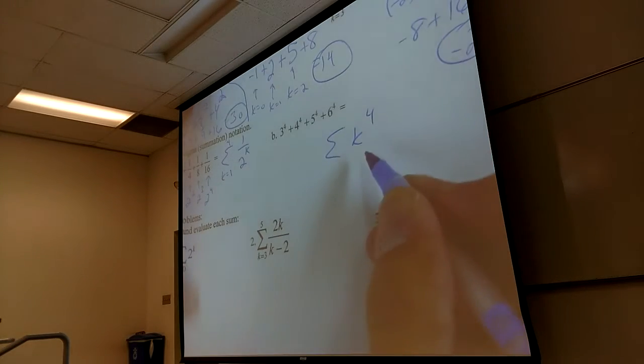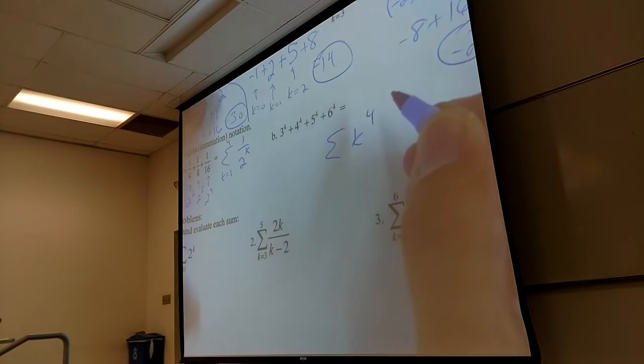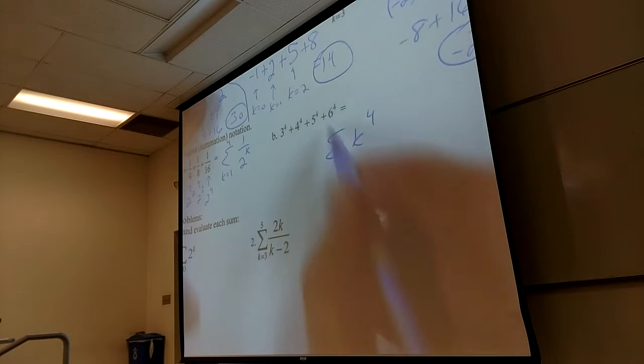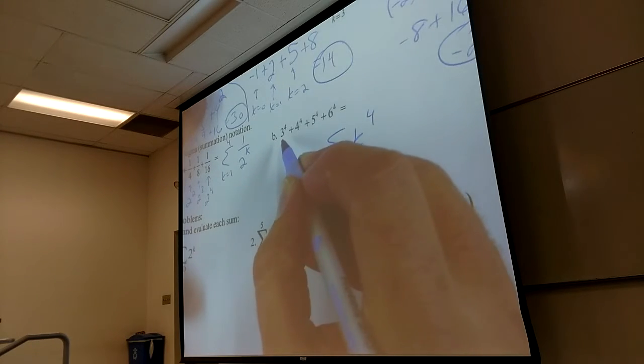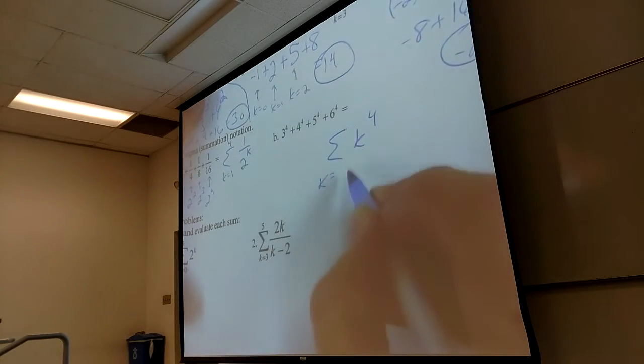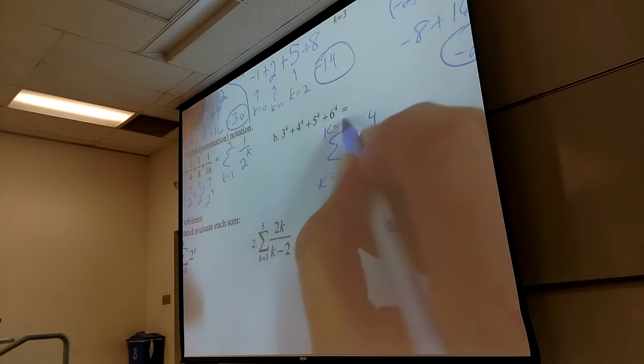Then I go back. So that's basically what I do first. I figure out what that form is, and then I go back and say, okay, now I can control where I start and where I end. Where do I want to start? 3. So that's the first thing. And where do I want to end? 6.